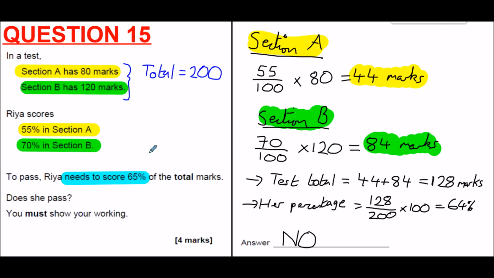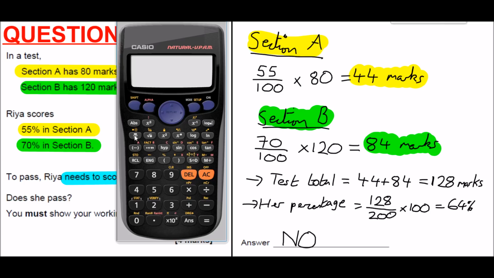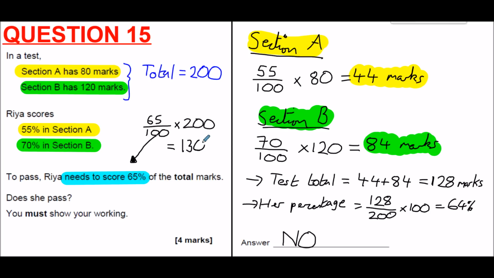A different way of proving the same thing would be to work out what 65% would be as a score. 65% on this test would be 65% of the total points for the test, which should be 200. So 65% of 200 would tell us how many marks she needed. So 65% of 200 is 130 marks. And so one way you can prove it is to say she needed 130 marks and she only got 128. So you could say she was 2 marks short, or doing it with the percentage method, she was 1 percentage short. So either which way you prove it, it's the same conclusion. Does she pass? Answer, no.